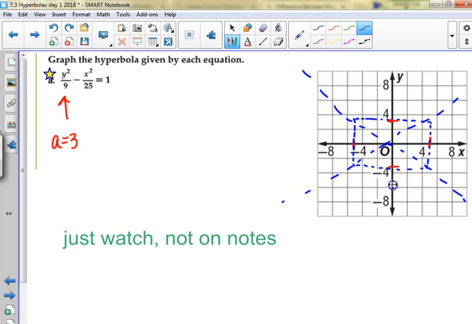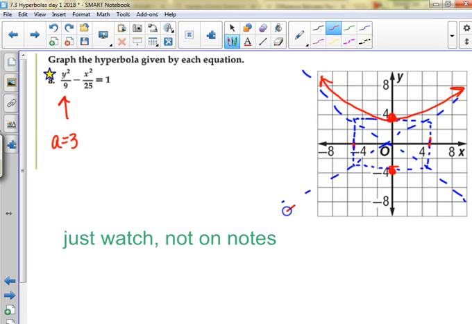But the center is not actually part of our hyperbola, because the Y was positive, the vertices are going to be here and here, which are the top and bottom of wherever that rectangle is. In this case, they're right on the Y-axis. And then it's going to open around the Y-axis like this.